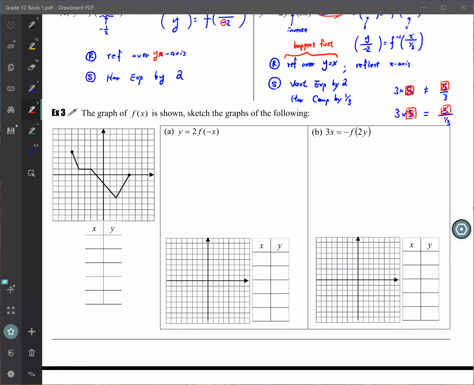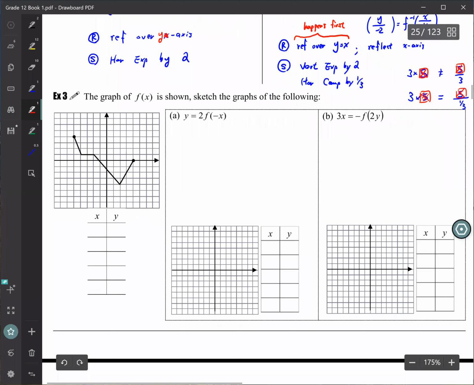All right, so question 3. Okay, so here we have a graph, some graph. What would you call it? It looks like just a few lines. Okay, so we want to apply the transformation to the original.